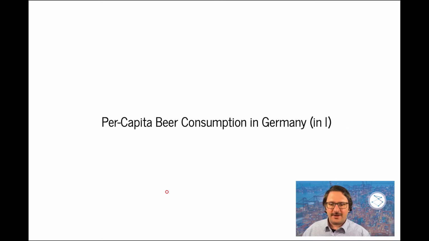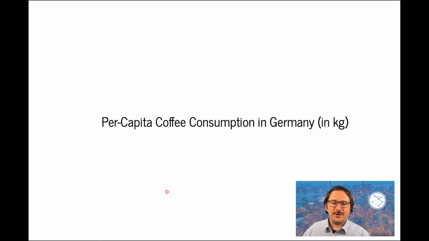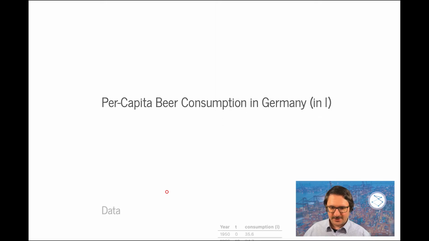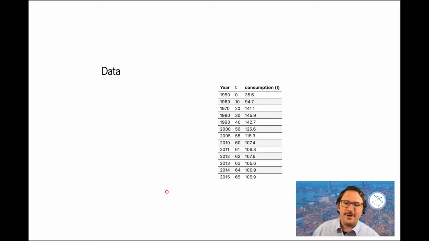So let's first have a look at our two problems. We'll have a look at the per capita beer consumption in Germany over the years. And we also have a look at the per capita coffee consumption in Germany over the years. And we'll see how we can model those as a function of the year of time and how those develop over time. So let's first have a look at the data for the beer consumption.